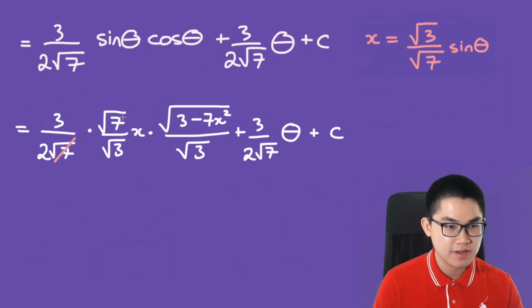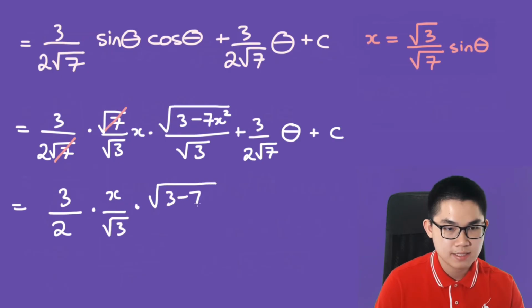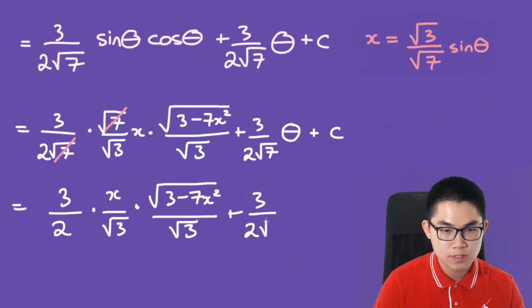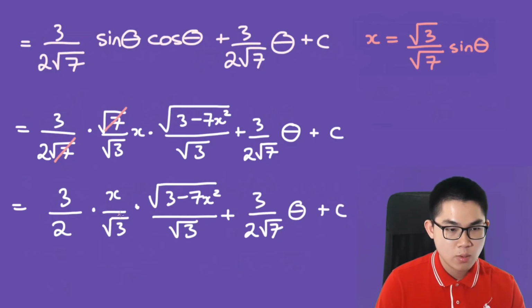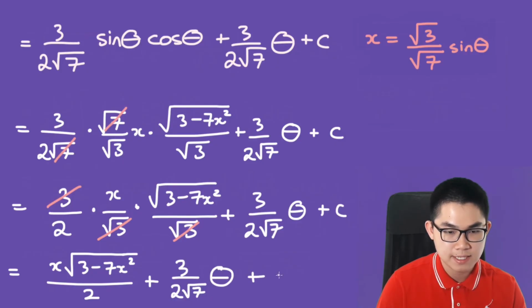Here the square root of 7 will cancel out. We have 3 over 2 times, here we have x over the square root of 3 times the square root of 3 minus 7x squared over the square root of 3, plus 3 over 2 the square root of 7 theta plus c. We have the square root of 3 times the square root of 3 is a 3. So the 3 will cancel out with this 3. We have x times the square root of 3 minus 7x squared over 2 plus 3 over 2 the square root of 7 times theta plus c.